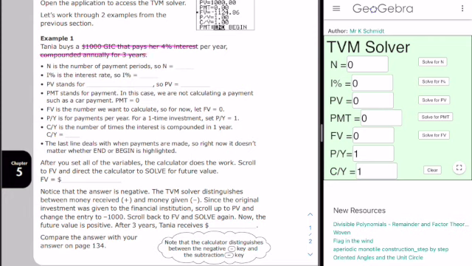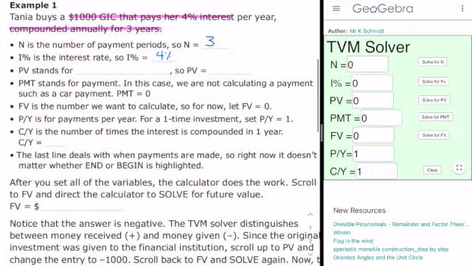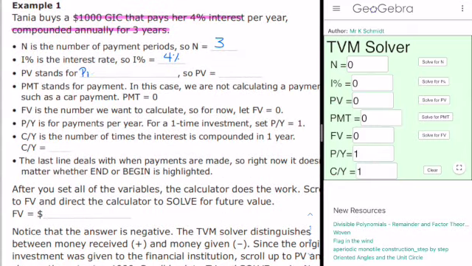for 3 years. Now, N is the number of payments, so the number of times she's getting paid, so it's 3 times, there's 3 years. I is the interest rate, so that's a pretty easy one, it's 4%. PV, I'll zoom in a bit, PV stands for present value. So it's the amount that you're putting in. So she's putting in $1,000.